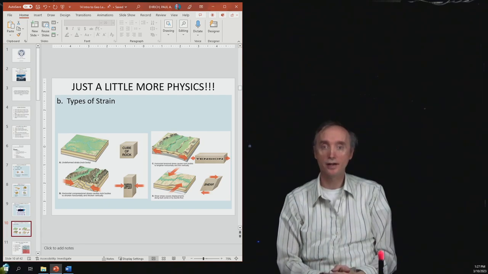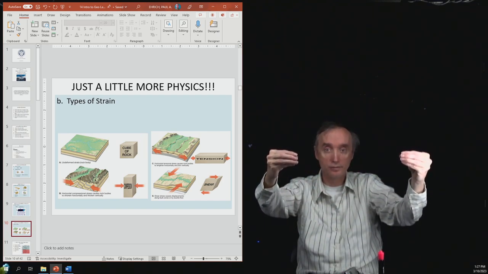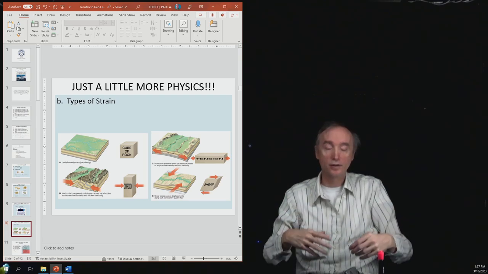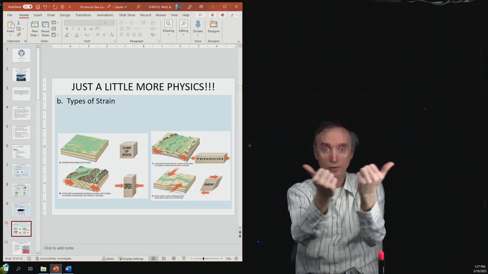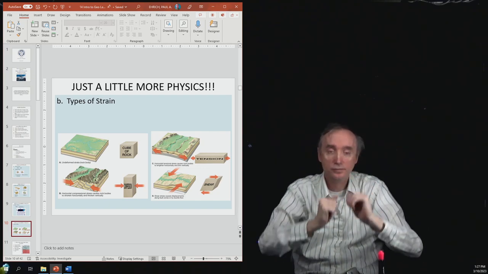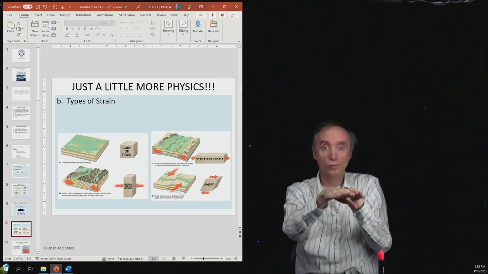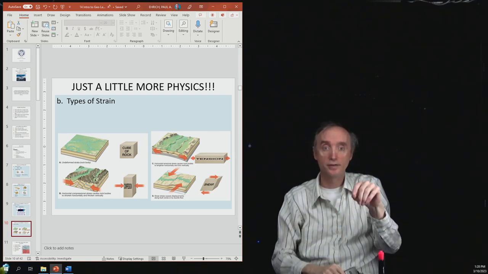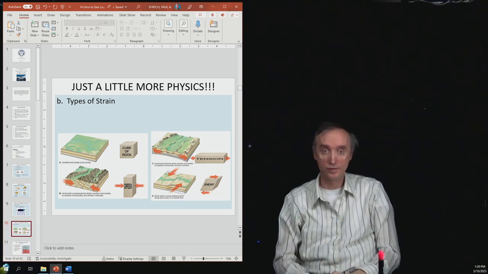And there are different kinds of strain. You could have tension, where you're pulling the object apart. For example, that's going to be like at a divergent zone, where the plates are being pulled apart. You could also have compression, where the thing is being squeezed together. That might happen at a convergent zone. And then you could have where it's sliding past each other. That's shear, and that is going to occur at a transform zone.